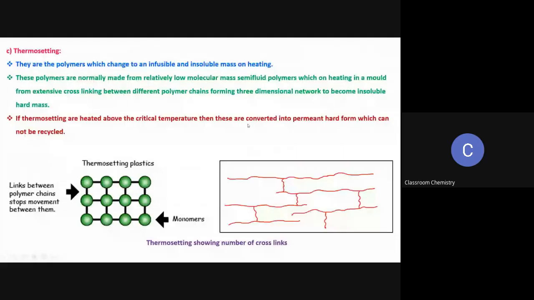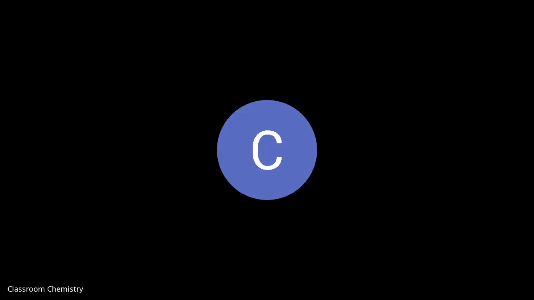So this is the classification of organic polymer based on their physical properties: elastomer, thermoplastics, thermosets.